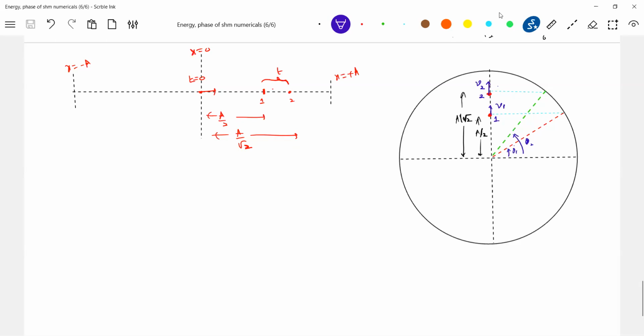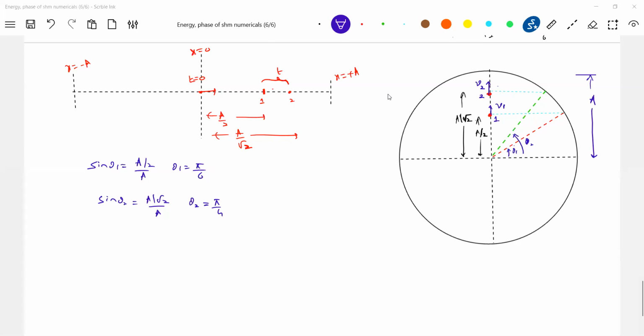Okay, that's right. Sine theta 1, sine theta 2, everyone knows. This triangle is there. So sine theta 1 is a by 2 by a, theta 1 is pi by 6. Sine theta 2 is a by root 2 by a, theta 2 is pi by 4. Okay, what do we get from here? Pi by 24. Time taken to move from there to there.